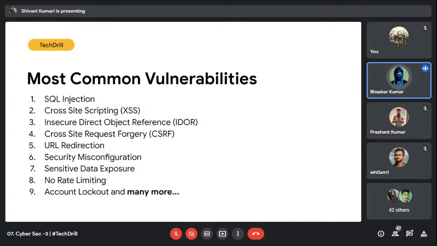I'll just request Shivani to show SQL injection just for a moment, and then we'll be having a practical session from tomorrow, because explaining was a bit important, I guess.